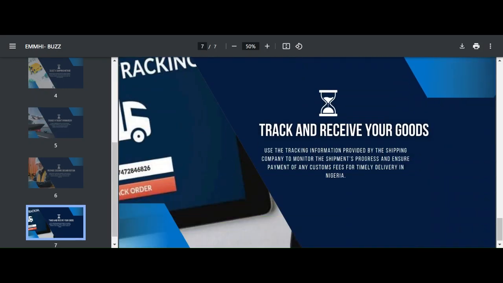So the last one is make sure that you track and receive your goods. Whenever your goods reach Nigeria from China, make sure that you always track them. Maybe they are going to ship your goods from the port to Lagos. So always make sure you use the tracking information provided by the shipping company to monitor the shipment progress and ensure payment of any customs fees for timely delivery in Nigeria.